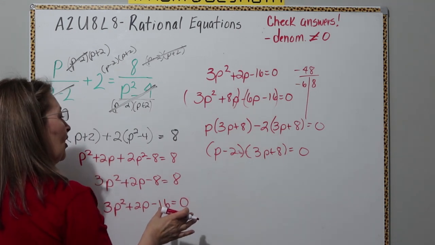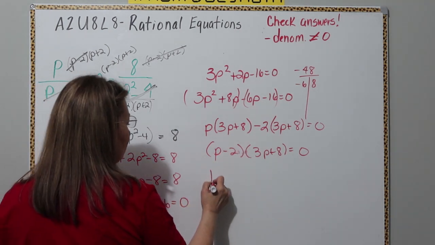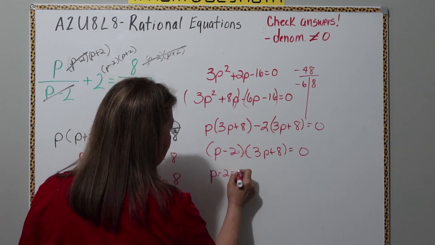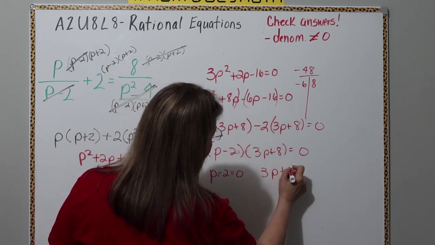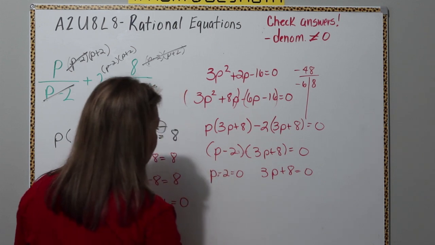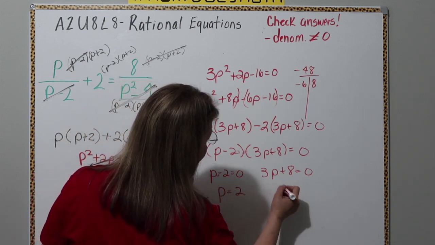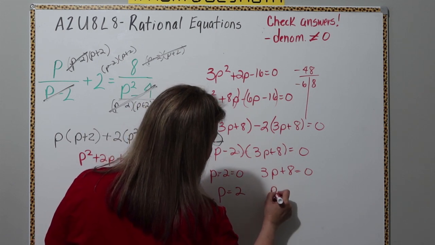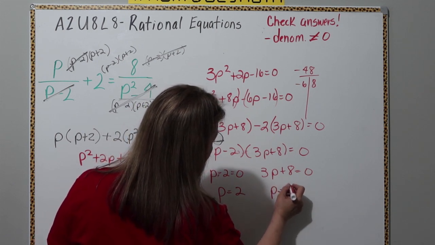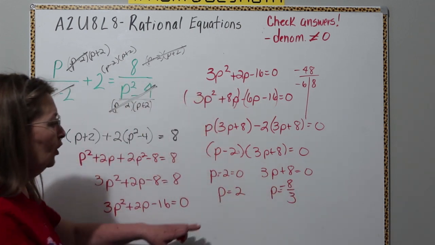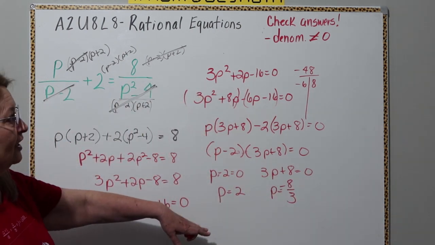Now, zero product property, take each factor and set it equal to 0. So p minus 2 is equal to 0. 3p plus 8 is equal to 0, and then solve. So we have p is equal to 2, and subtract 8 from each side and divide by 3. You get p is equal to negative 8/3. Now, we do need to check each answer.